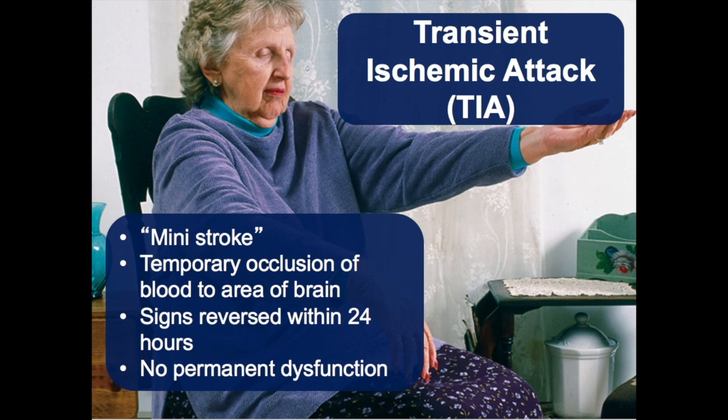But I think it's really important to remember that a TIA is still a stroke, and it's still a sign that something has occluded blood flow to a portion of the brain, even though it's temporary, and caused a malfunction of that brain tissue. And sometimes a TIA can be a sign of a larger impending stroke. So these patients still need to go to the hospital.